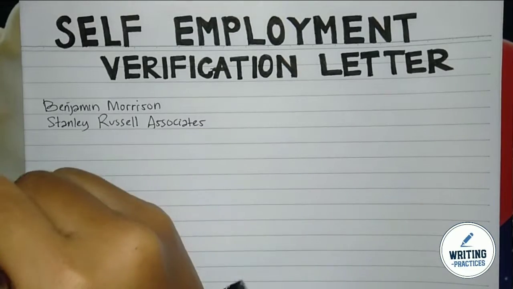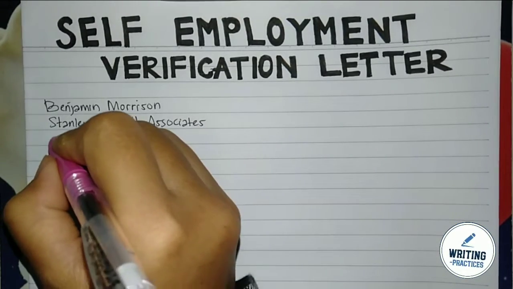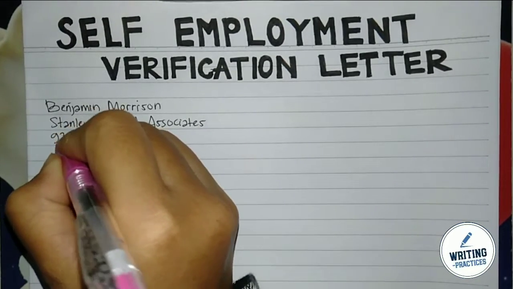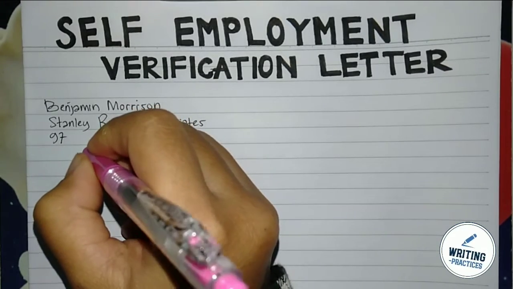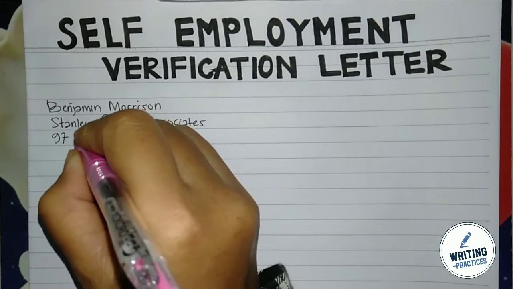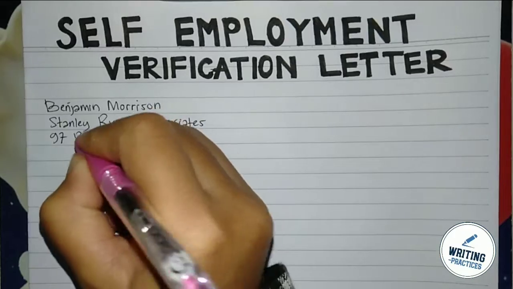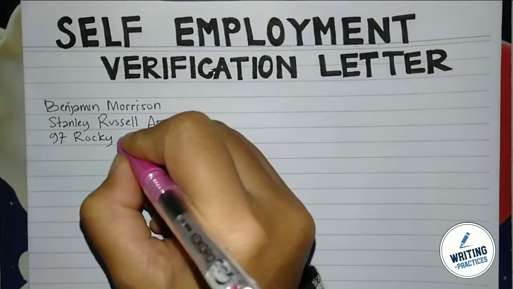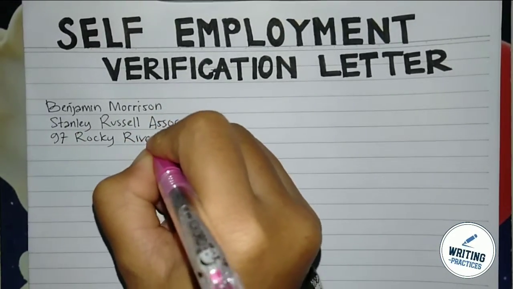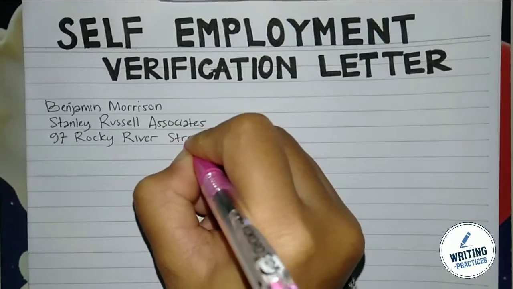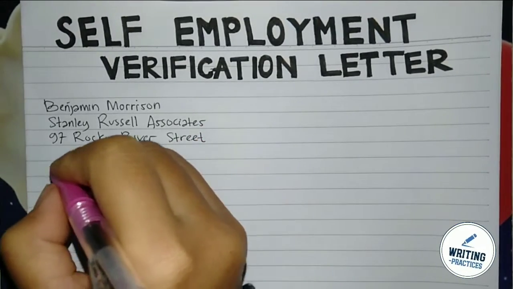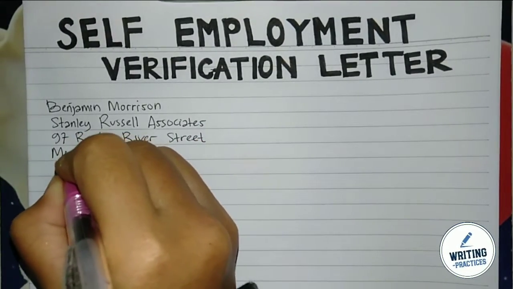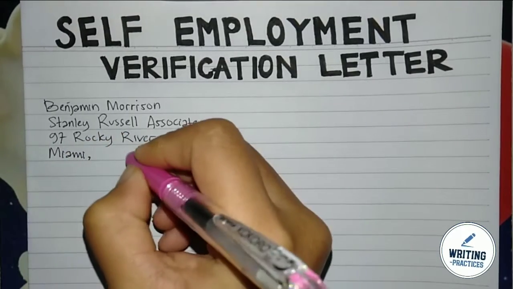Here, Writing Practices will show you how to write a self-employment verification letter step by step. Check this out. First of all, you need to write your full name. And then, write your occupation, and the company or business name. Write also the address of the company or office. It is necessary that you mention the number, street name, city, state, and zip code.